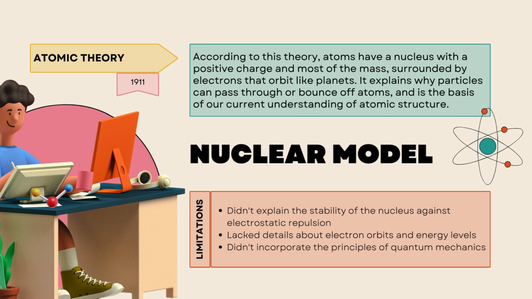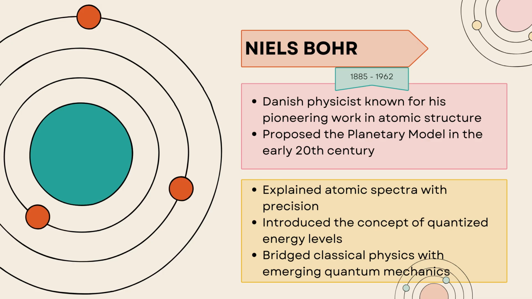Nuclear model. According to this theory, atoms have a nucleus with a positive charge and most of the mass, surrounded by electrons that orbit like planets. It explains why particles can pass through or bounce off atoms, and is the basis of our current understanding of atomic structure. Limitations. Didn't explain the stability of the nucleus against electrostatic repulsion. Lacked details about electron orbits and energy levels. Didn't incorporate the principles of quantum mechanics.